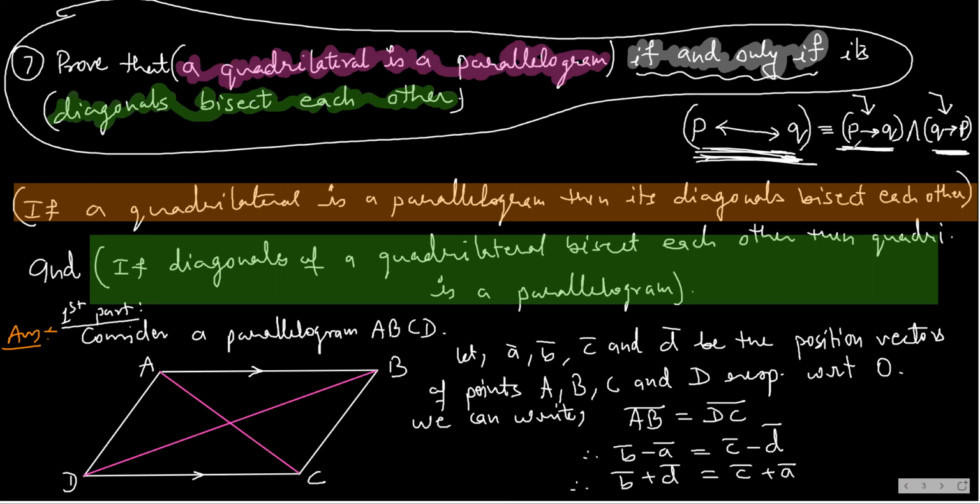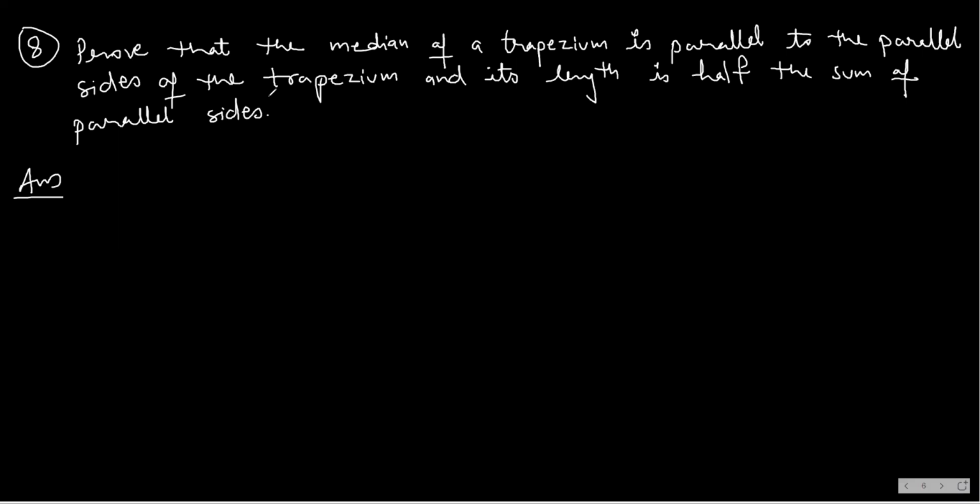So what we did, first we took a given quadrilateral that is a parallelogram, and we proved the diagonals bisect each other. Second, we took the diagonals of the quadrilateral as bisecting each other and proved that it is nothing but a parallelogram. This completes the proof. I hope you all have followed it. You can watch this again and try to write this. Minimum 2 times you need to practice this. Let's go for the next question.